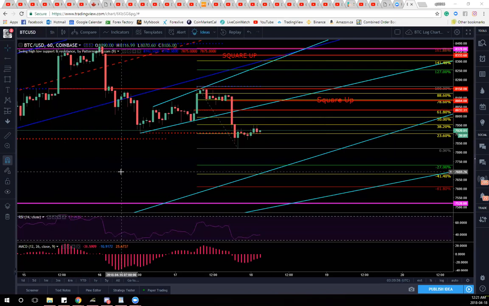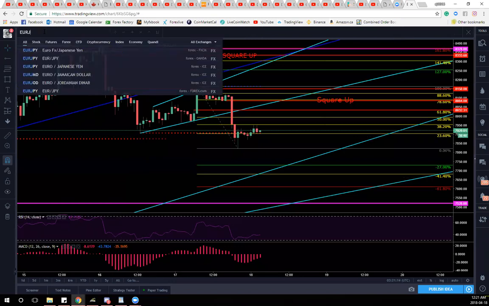But just like our euro yen, yes, it's pulling back to the rising wedge. Good example, guys. Perfect example.